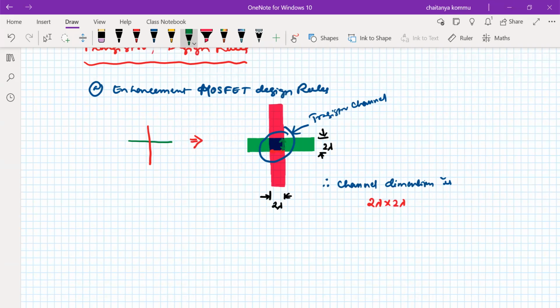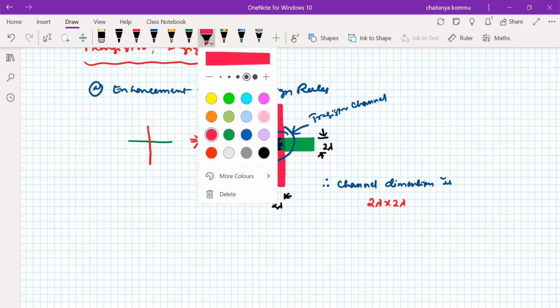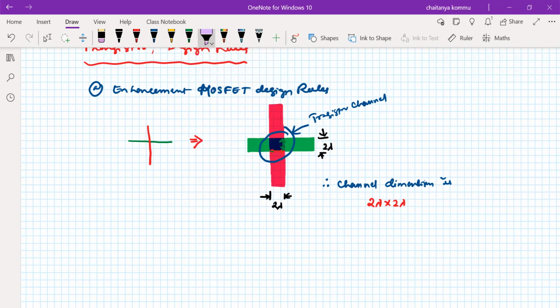Right. So therefore this 2 lambda is observed at this point. Which color is it? Can you show this one? Sorry, it's not possible to show that one. So this one, I think, is a 2 lambda, and this is another 2 lambda, the length and width. So therefore the channel dimension is 2 lambda by 2 lambda. Length and width are 2 lambda by 2 lambda.